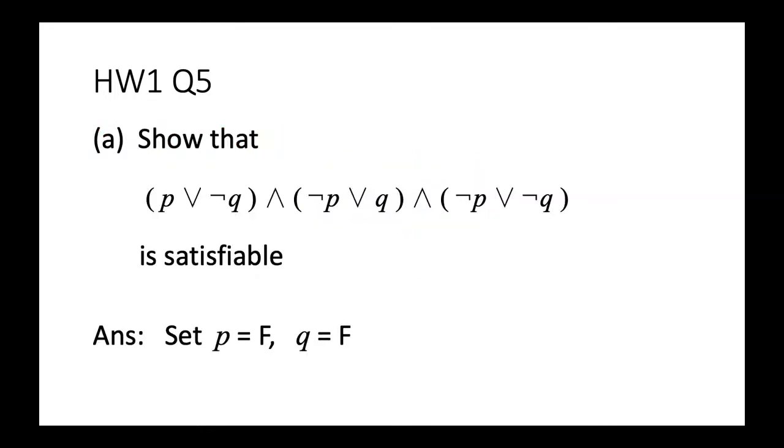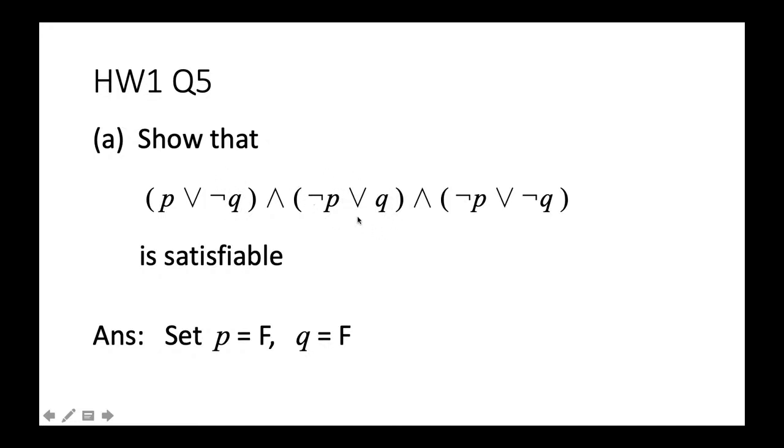In particular, this is the first part, case A. We want to show that this expression, this formula, is satisfiable. Now to show this, it is rather easy. We find a particular case where it is true overall. So we will see that by plugging in P and Q to be both false. Now the first part here is P or not Q. So this is true because not Q is now true.